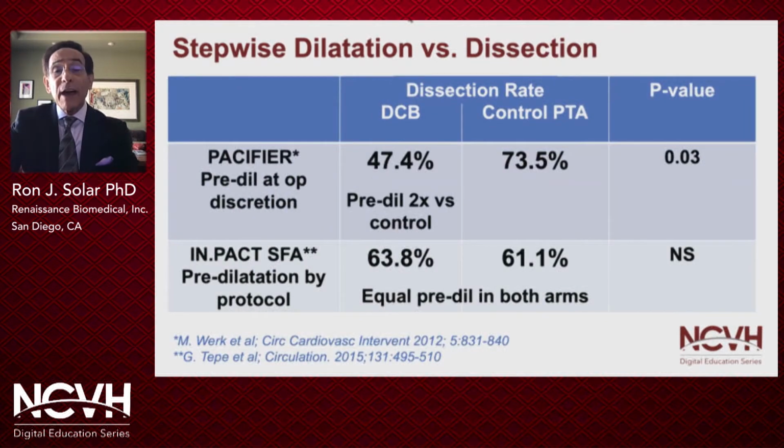For example, in the PACIFIER trial, pre-dilatation in the drug-coated balloon cohort was two times that in the PTA control arm, and there were significantly fewer dissections. In contrast, pre-dilatation was equally performed in both arms of the IMPACT SFA trial, and there was no difference in the dissection rate in that trial.